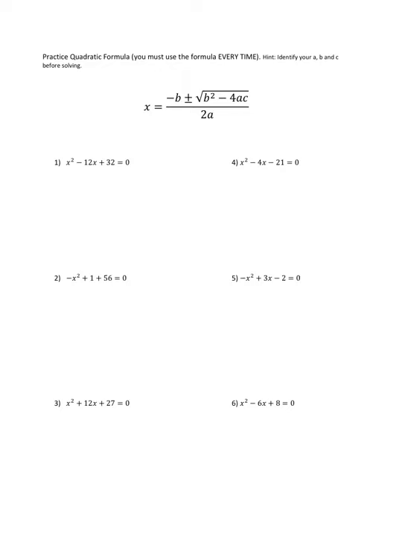And since many of you didn't turn this assignment in either, let's go through it again. So when we're doing the quadratic formula, we're going to use this formula every single time. And the formula is x equals negative b plus or minus the square root of b squared minus 4ac all over 2a. So in order to solve this, we're plugging values in. So we're going to have to identify what our a, our b, and our c is before we can solve.